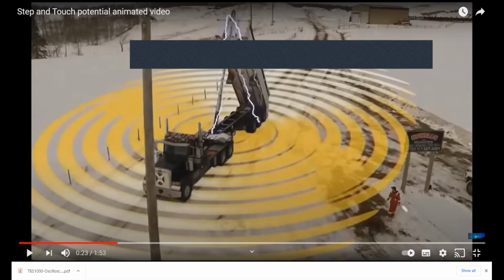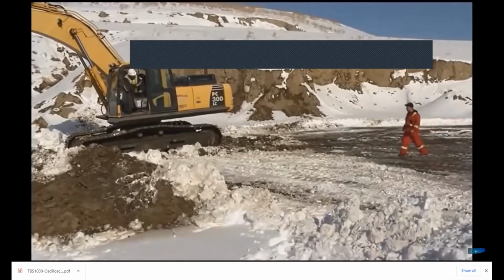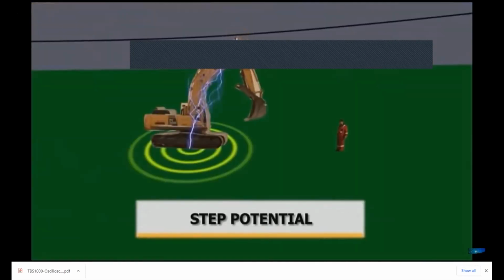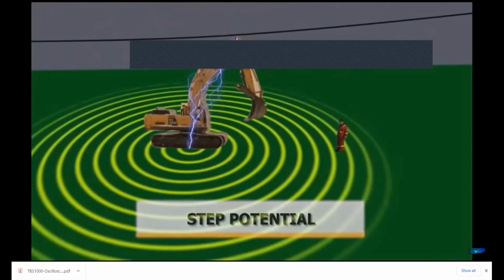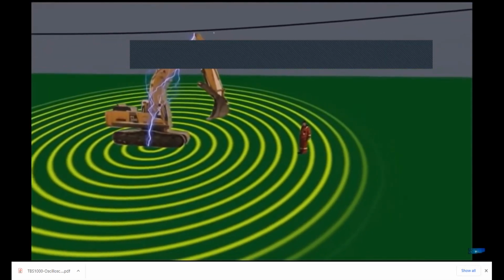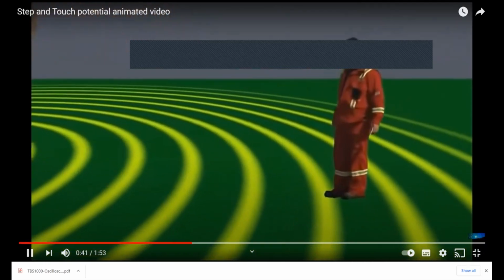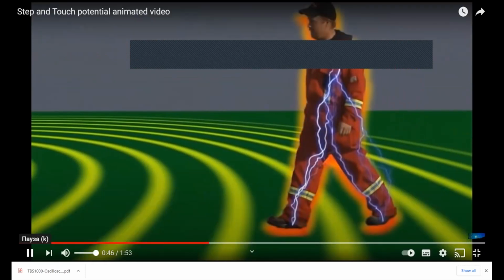Okay, now anyways, watch this video that it will tell you something about the touch and step potential. That's why you have to be aware of both step and touch potential. With step potential, electricity spreads, like ripples or rings, over the surface of the ground, away from the point of contact. Each ring carries a different voltage. If you step into one ring while your foot is in another, the electricity will make up the difference in voltage through your body. Yeah, so that's what will happen.